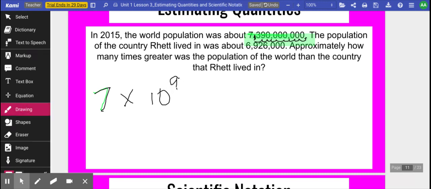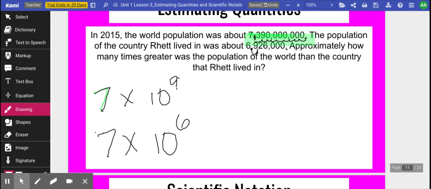And let's go ahead and estimate the population of Rhett's country as a single digit times a power of 10. The decimal point is considered to be here. I would need to move my decimal 1, 2, 3, 4, 5, 6. 6.9 is closer to 7, so that's 7 times 10 to the 6th power.